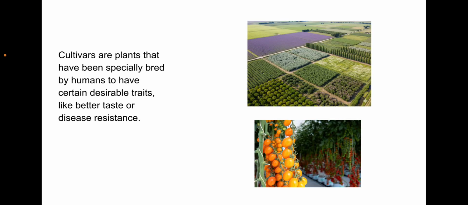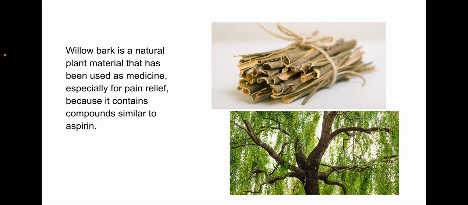Cultivars are plants that have been specially bred by humans to have certain desirable traits, like better taste or disease resistance. Willow bark is a natural plant material that has been used as medicine, especially for pain relief, because it contains compounds similar to aspirin.